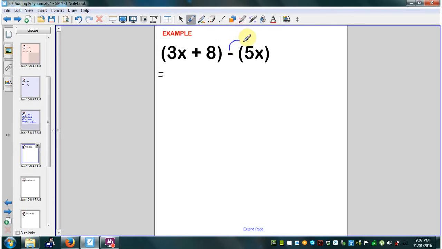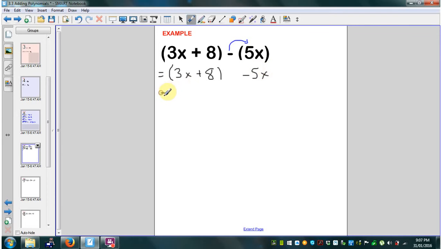Alright, so we have to multiply our negative into our second polynomial. This here stays exactly the same. So 3x plus 8, I'm just going to write it down. And now the negative, we multiply it in. This now becomes a negative 5x, and we can drop our brackets. So it just becomes negative 5x.